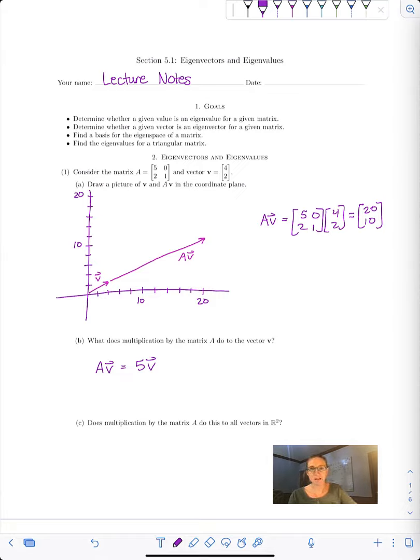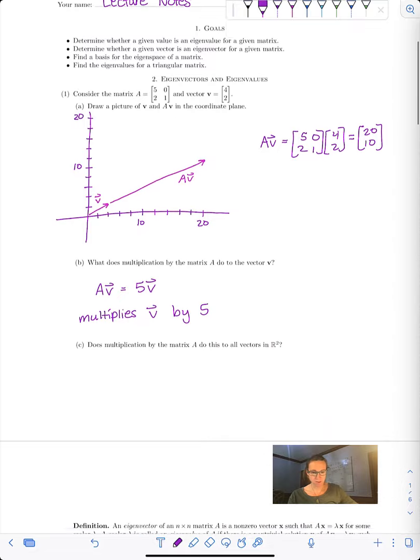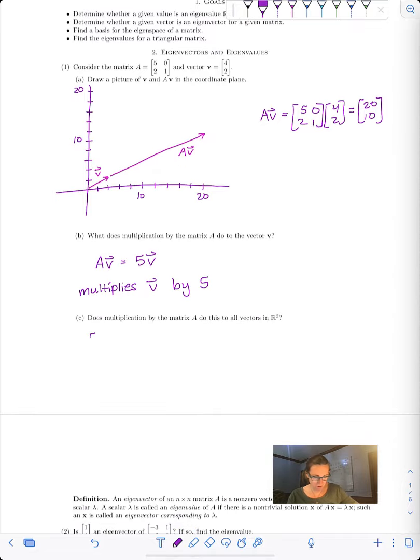So basically what AV does is it multiplies V by 5. And then the next question is, well, does this happen in general? Does multiplication by this matrix A always just multiply by 5? So let's look at another vector. Let's just look at something simple like 1, 1. When we do that multiplication, we get 5 on top, but then we get 2 plus 1, which is 3 on bottom. So our multiplication by our matrix A doesn't always just stretch our vector. So V was sort of special in some way.